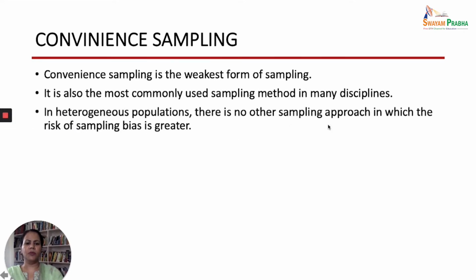In a heterogeneous population, there is no other sampling approach in which the risk of sampling bias is greater. In a heterogeneous population, the characteristics of the subjects in the population vary. So if you are using convenience sampling, a few segments of the population may be overrepresented and a few may be underrepresented, so that can add to sampling bias. Particularly in convenience sampling, the chances of sampling bias are greatest.